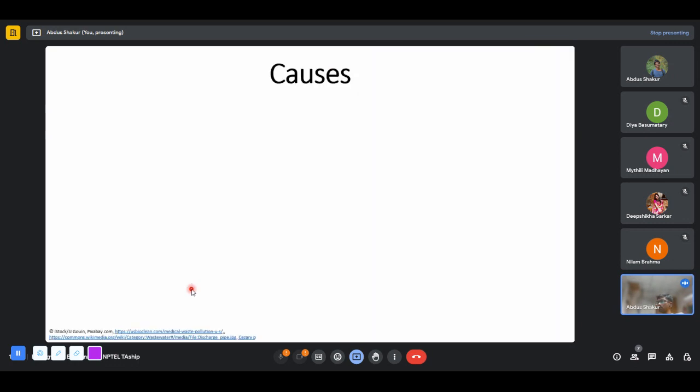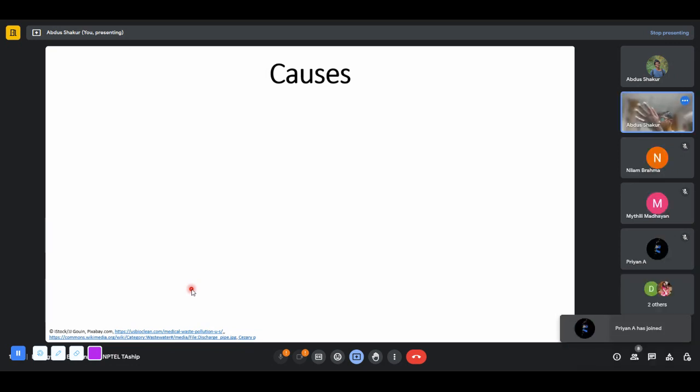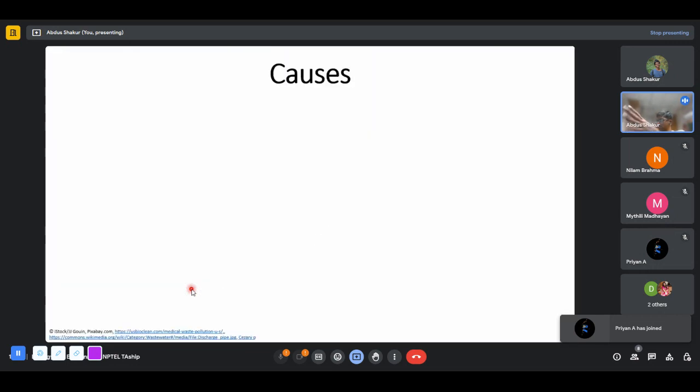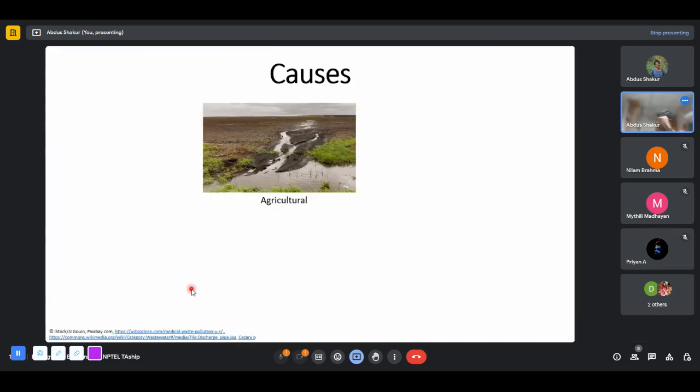Okay, so what are the causes of pollution? We just spoke about sources, and similarly the causes are more or less similar. There are a few overlapping ones also. If you see here, agriculture, as we just discussed, after it rains heavily, it carries all the soil and the pesticides with it. So that's one reason for pollution of most of the water bodies.